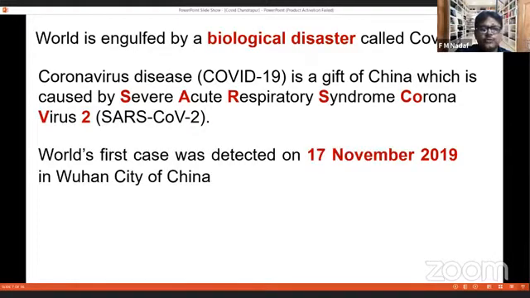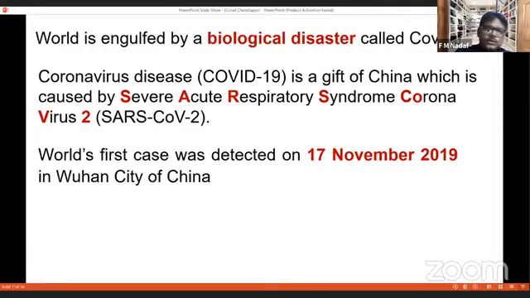SARS-CoV-2. The first case of the COVID-19 was detected in China on 17th November 1919. But the world came to know about this virus only in the month of January, meaning from November, December, these 2 months, it was not disclosed to the world that there is something called COVID-19 or biological disaster happening in China. This was a very, very crucial time.